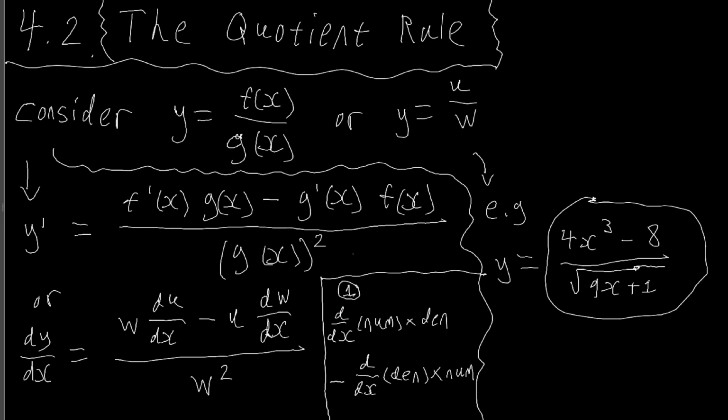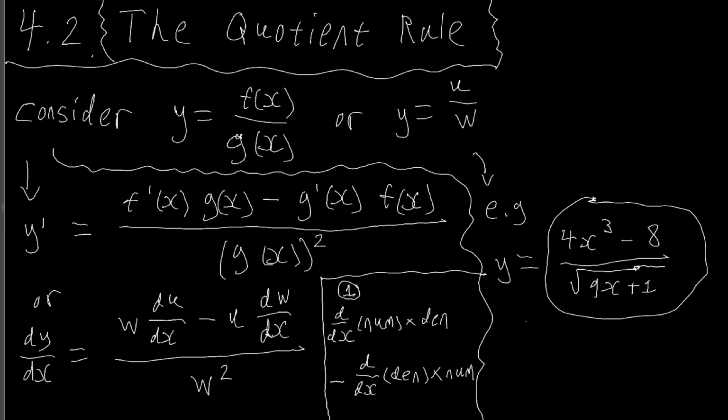An example of a function that we would differentiate using the quotient rule is this over here. Y is equal to 4x cubed minus 8, and then that's divided by the square root of 9x plus 1. In this case, of course, f of x would be 4x cubed minus 8, and g of x would be the square root of 9x plus 1.